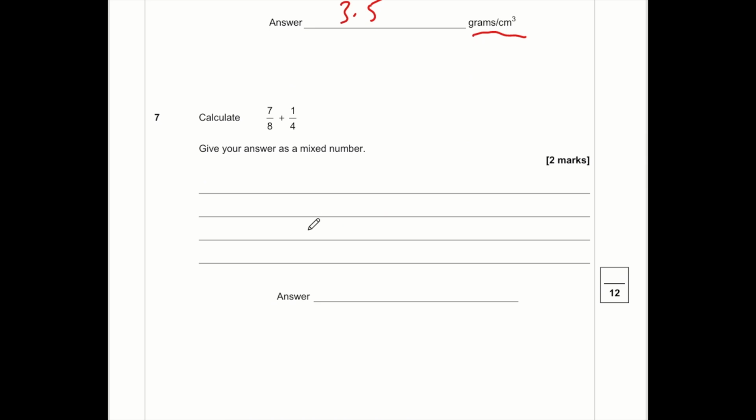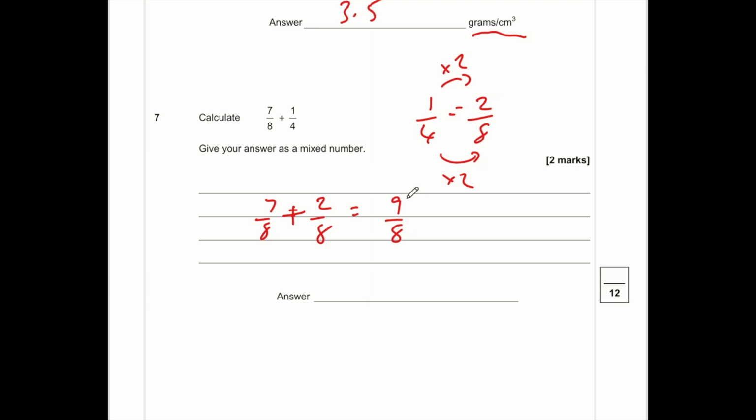Okay, for this question here, nice and easy. We can't add eighths and quarters because the bottom numbers are different, but we can turn quarters into eighths quite easily. The number on the bottom has just been doubled, so for an equivalent fraction, we'll just double the number on the top, so a quarter is 2/8. So what we've got is 7/8 plus 2/8, which is 9/8.